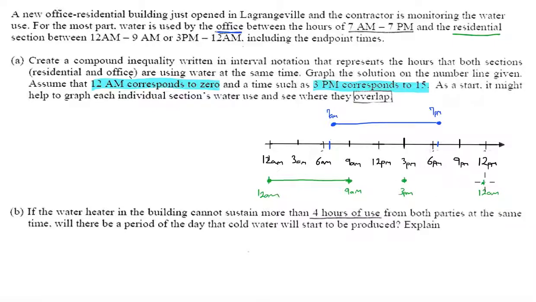Let's close off the endpoints there and draw a line. So now let's think about what we're trying to look for here. We're looking for where they overlap, the times in which both the office and the residential section are using their water, and that looks to be this region right here.